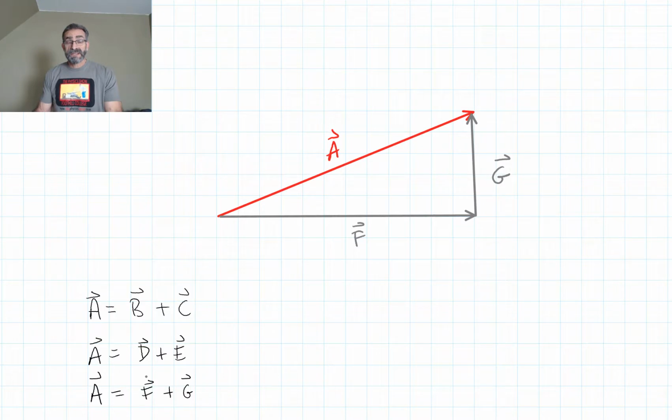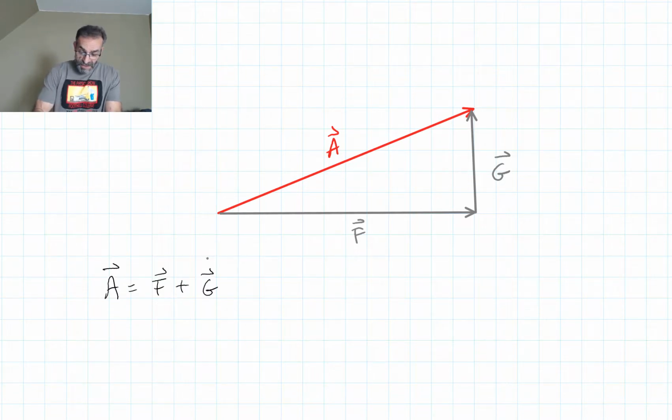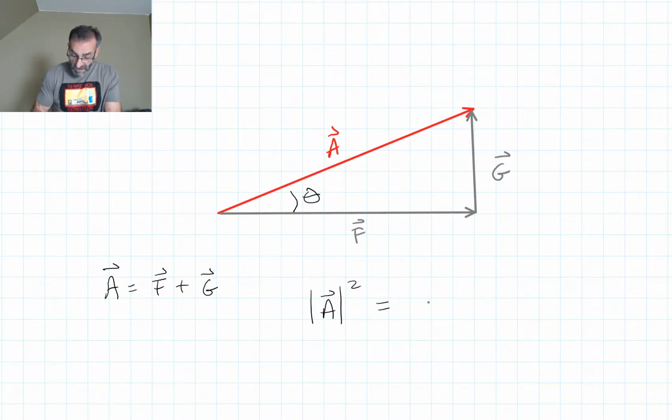of other vectors. But you know already that it makes sense, if we're going to break up a vector, to break them up into orthogonal components like we've done here. And what's the relationship we have here? Let's put an angle in. We'll call that theta. We know that A squared is going to be equal to the magnitude of F squared plus the magnitude of G squared, because this is a right triangle.